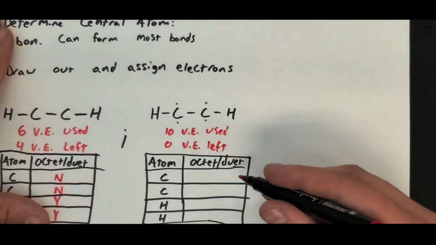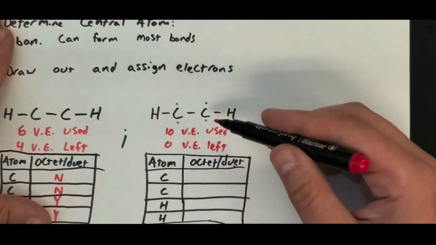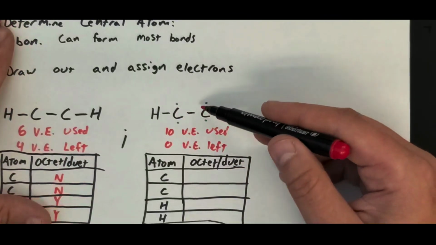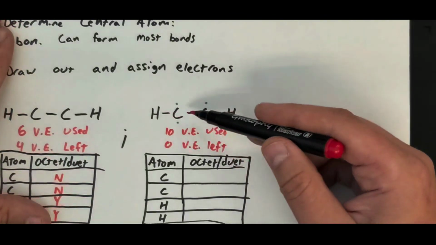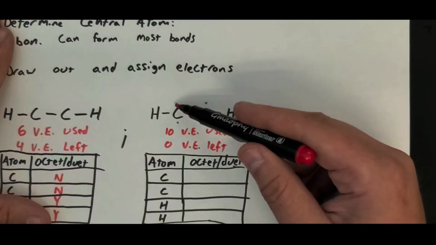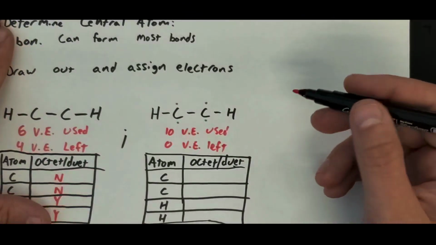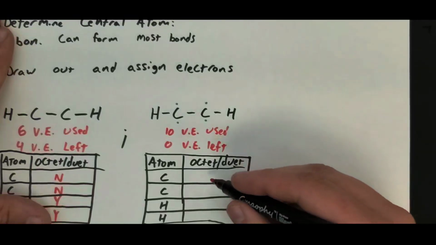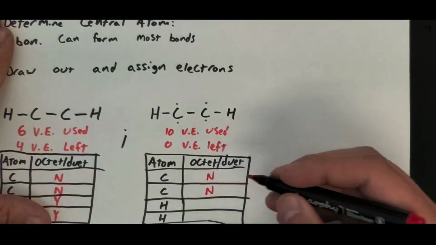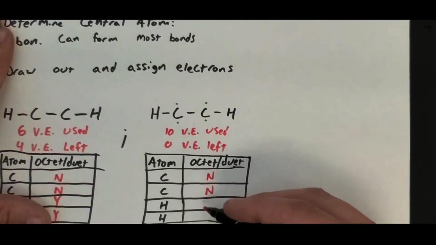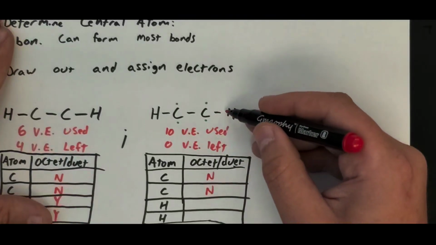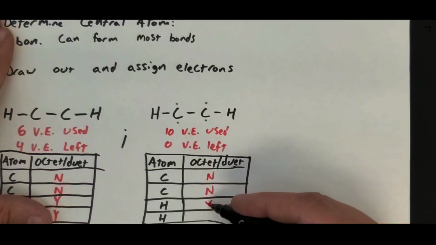And we need to check our octet and duet rule. Carbons are still not satisfied. So they have 2, 4, 5, 6 each. So they're both missing 2 electrons. And the hydrogens are still happy.